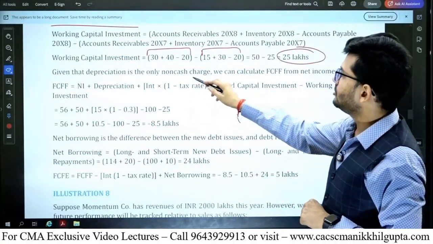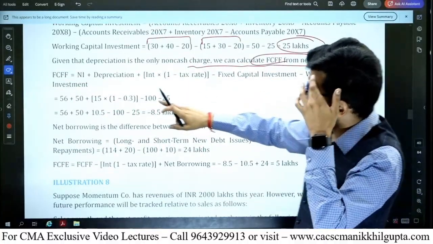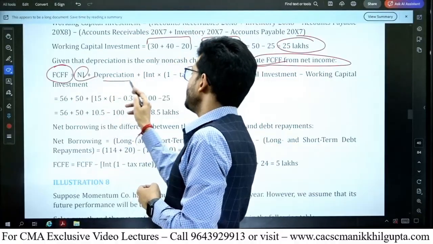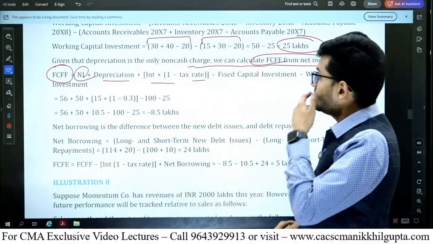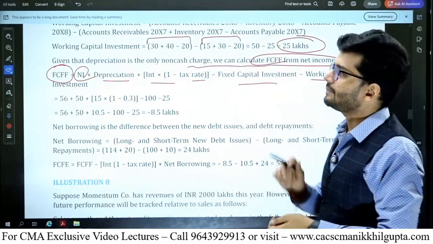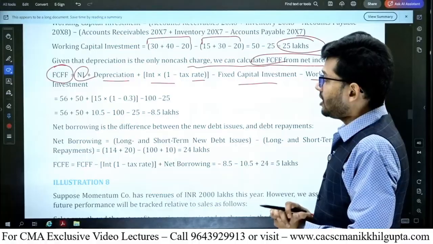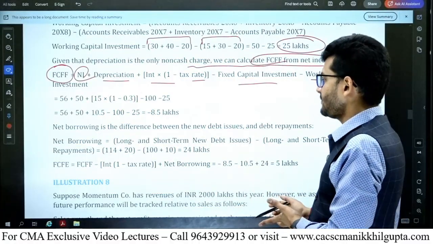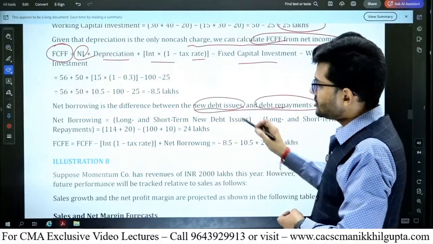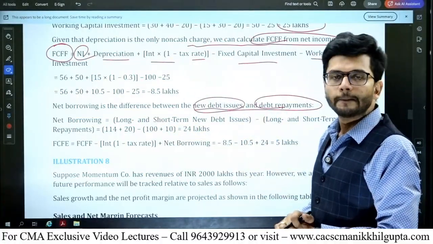Now, given that depreciation is the only non-cash charge, we can calculate FCF from the net income. We'll just put the FCFF formula, which is net income plus depreciation plus interest into 1 minus tax rate minus fixed capital investment minus working capital investment. That is how we'll compute the free cash flow to the firm. Now to calculate the net borrowings, we need the difference between new debts issued and the debt repayments. So again, the difference between opening and closing is the net borrowings which we have additionally taken.